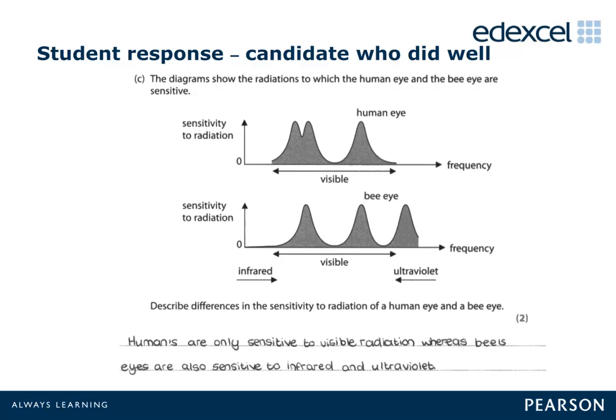This question is from the foundation paper. It required candidates to analyze two unfamiliar graphs and make some comparisons. Candidates who did well noticed the differences between the graphs and referred to the axes in their descriptions, as did this candidate.